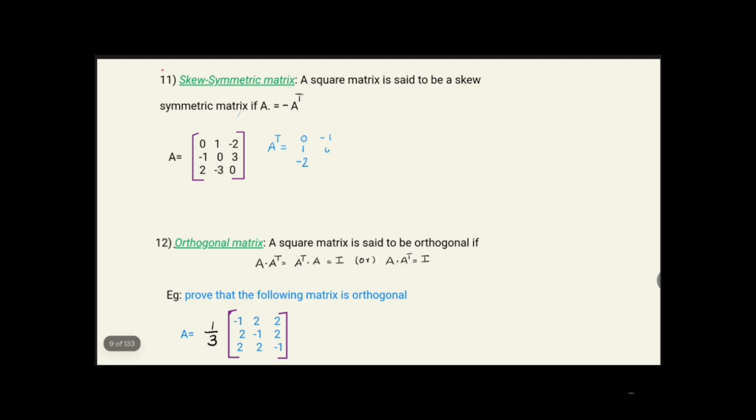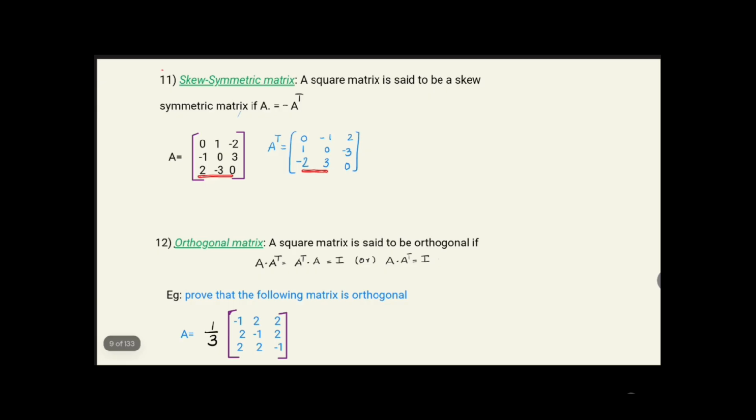Second row I am writing as a column. And third row, 2, minus 3, 0. Okay, so this is A transpose. Now here if you observe carefully, here it is 0, 1, minus 2. But here it is 0, minus 1, 2. Here it is minus 1, 0, 3. Here it is 1, 0, minus 3.